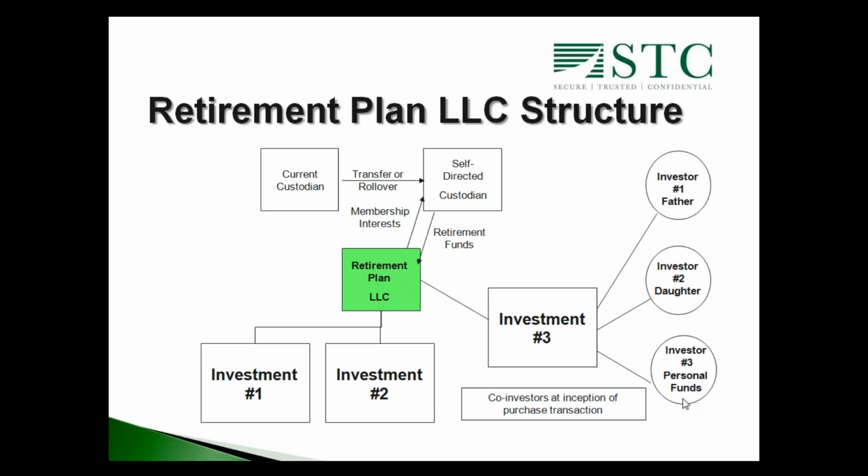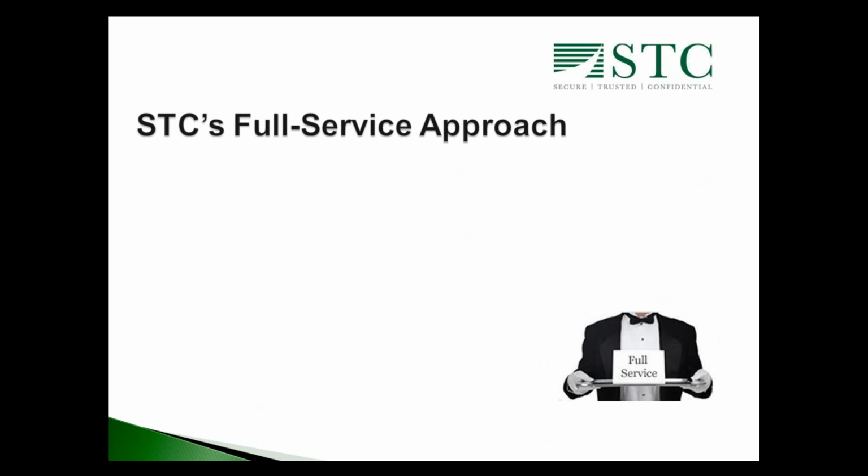These 3, ascendant, descendant, and you personally, would normally be disqualified persons. But as long as you co-invest at the inception of the purchase transaction of investment number 3, this is permissible. This is a permissible transaction. So we help our clients make sure that this kind of a transaction is documented and engaged in properly so that it does not violate the rules and is okay for the retirement plan. So we do have lots of folks who like to do that type of transaction.